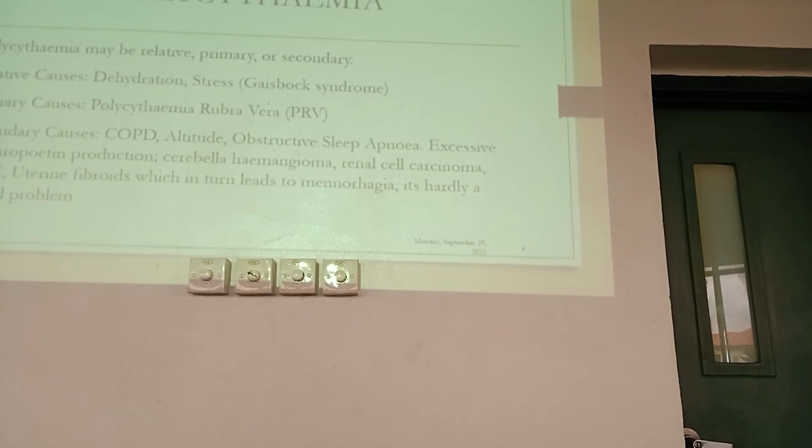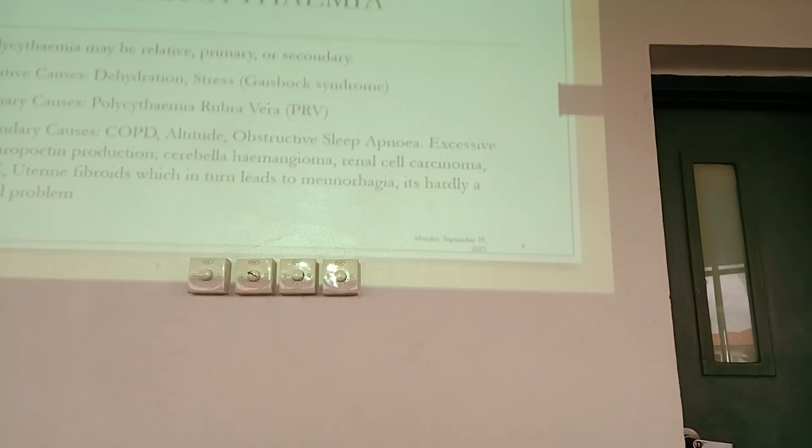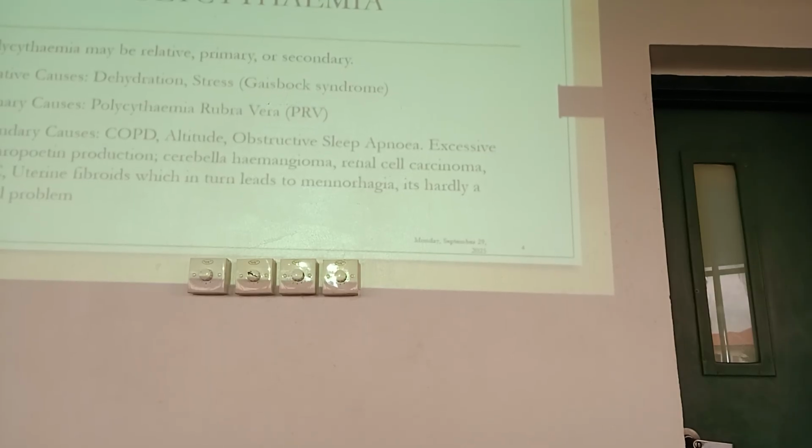So there are various types of polycythemia actually. Polycythemia could be true polycythemia or apparent polycythemia. It could be true or relative, absolute or relative. It's a different classification from that. Absolute or relative, or true or apparent.